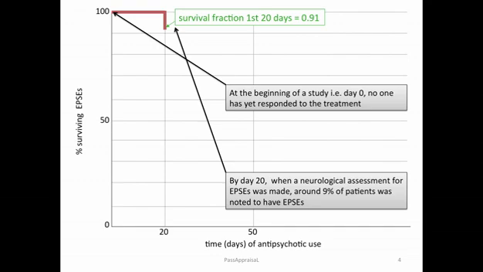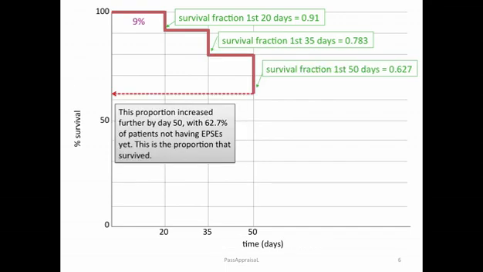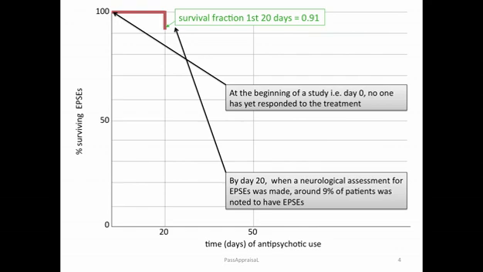In this figure, I have plotted the time since the trial began against the proportion of patients that do not show any evidence for extrapyramidal side effects. At the beginning of the study, that is day 0, no one has developed extrapyramidal side effects. But by day 20, when a neurological assessment for EPSEs was made, around 9% of patients were noted to have EPSEs. This is shown by a step dropping downwards.